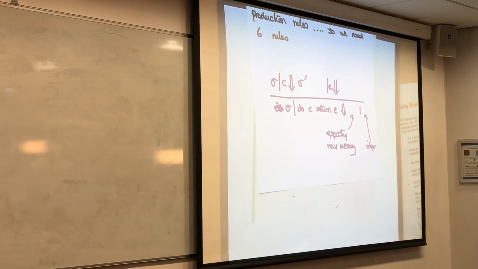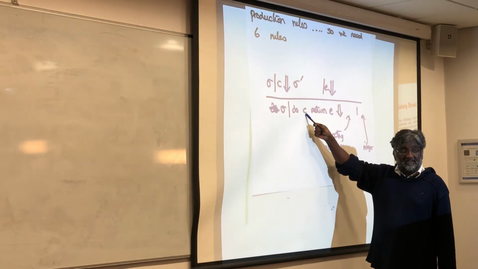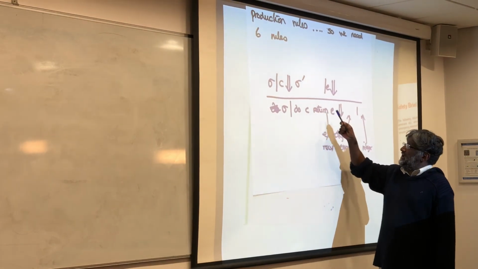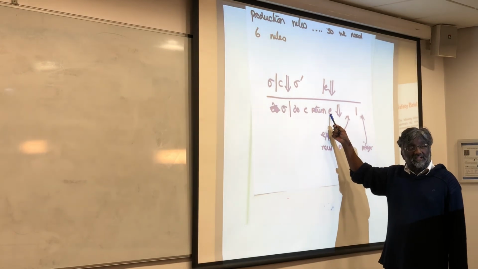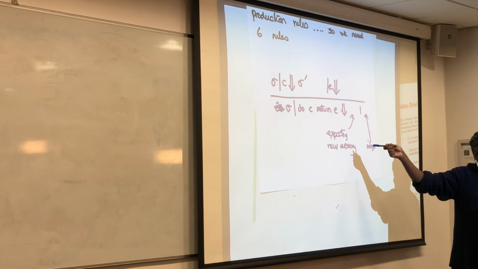So now we're getting into some more complications. When we did the numbers, it's trivial. But now, you see, it's at this point that we're saying what programs mean. We're saying, what does do C return E mean? And we're saying that it means execute this command, and that will change the memory, and evaluate this expression in the changed memory. This is where we say that formally.